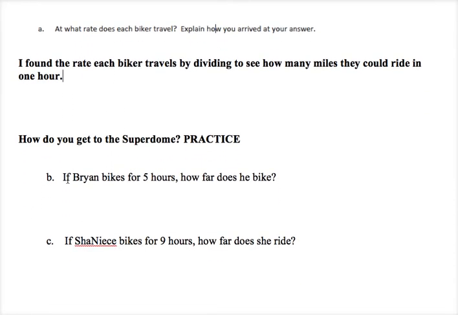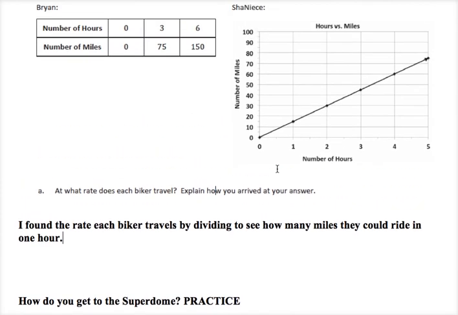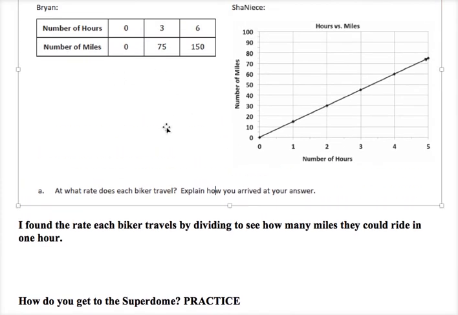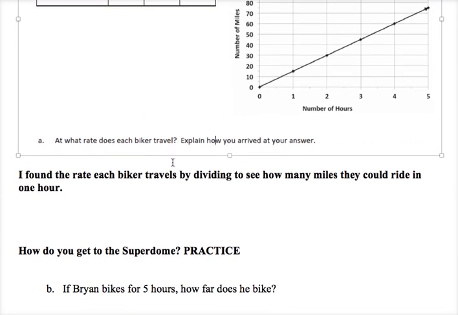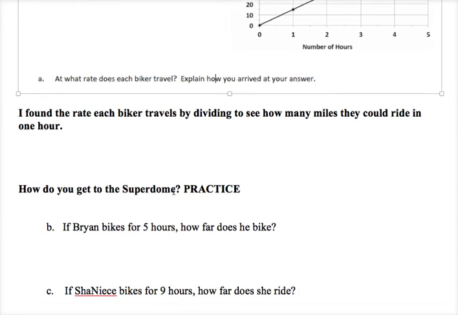Now, if Brian bikes for 5 hours, how far does he bike? We already know Brian can bike 25 miles in 1 hour. So how far can Brian bike in 5 hours?